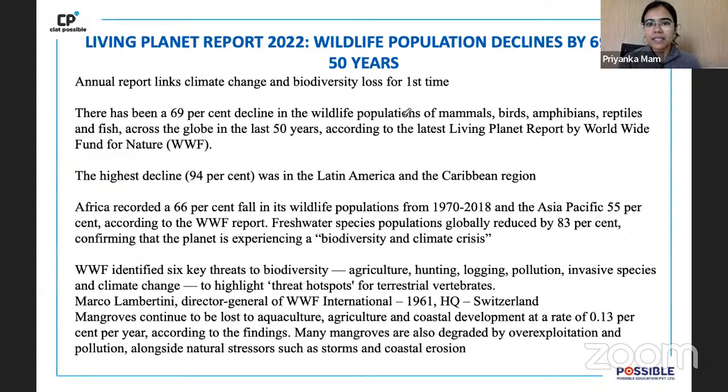अब इसके बाद आ जाता है आपका वाइल्ड लाइफ population declines by 69% in 50 years. What is this report that we are talking about? Living Planet report of 2022.